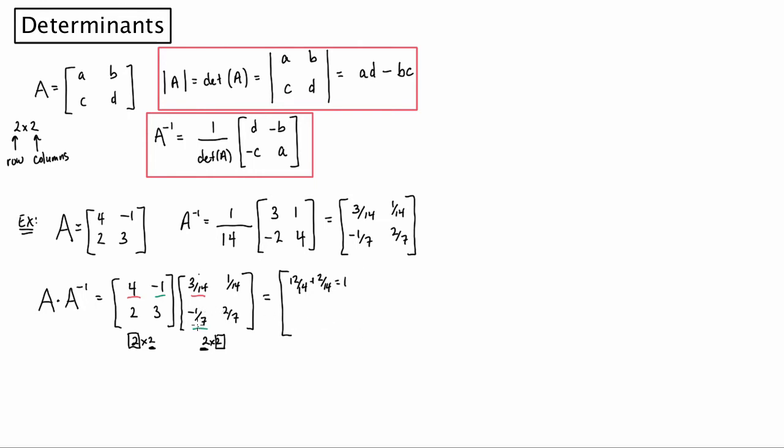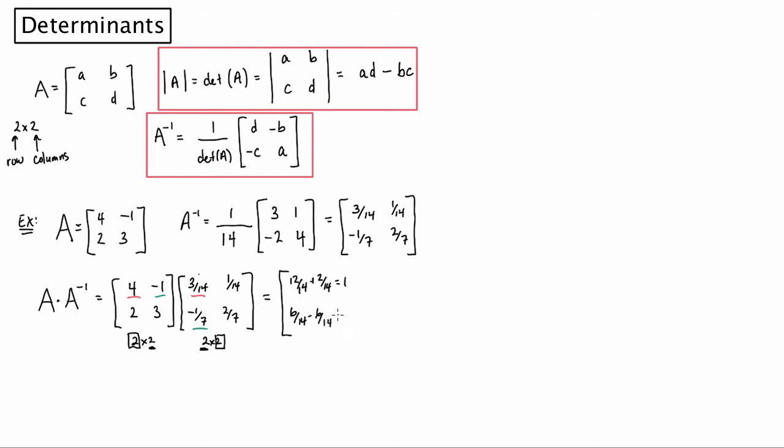Then if you look at the position down here, you would take first column here, but second row here, so that would be 6/14 and minus 6/14.